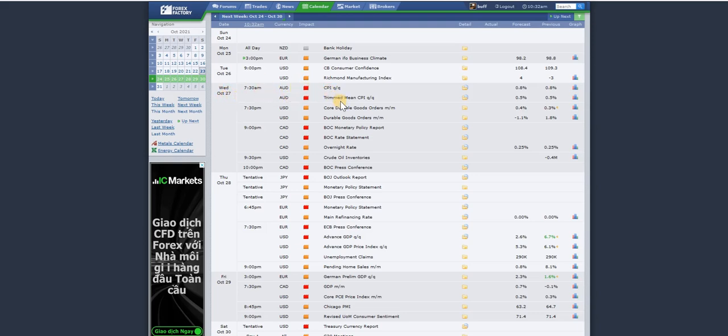We have Aussie CPI numbers. Now, it gets really interesting there. On Wednesday, we have Canadian interest rate news. Interest rates are a big mover, potentially a big mover in the market. So Canadian interest rates. Then we have Japanese interest rates, which, as I said before, interest rates move the markets.